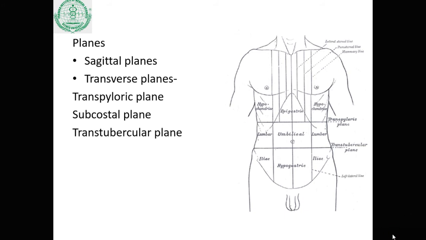Another transverse plane, that is the transtubercular plane. This is lying at the level of the tubercle of the iliac crest, and it lies near the upper border of L5. There is one more plane, the subcostal plane. This lies at the upper border of L3, and this is drawn below the 10th rib.